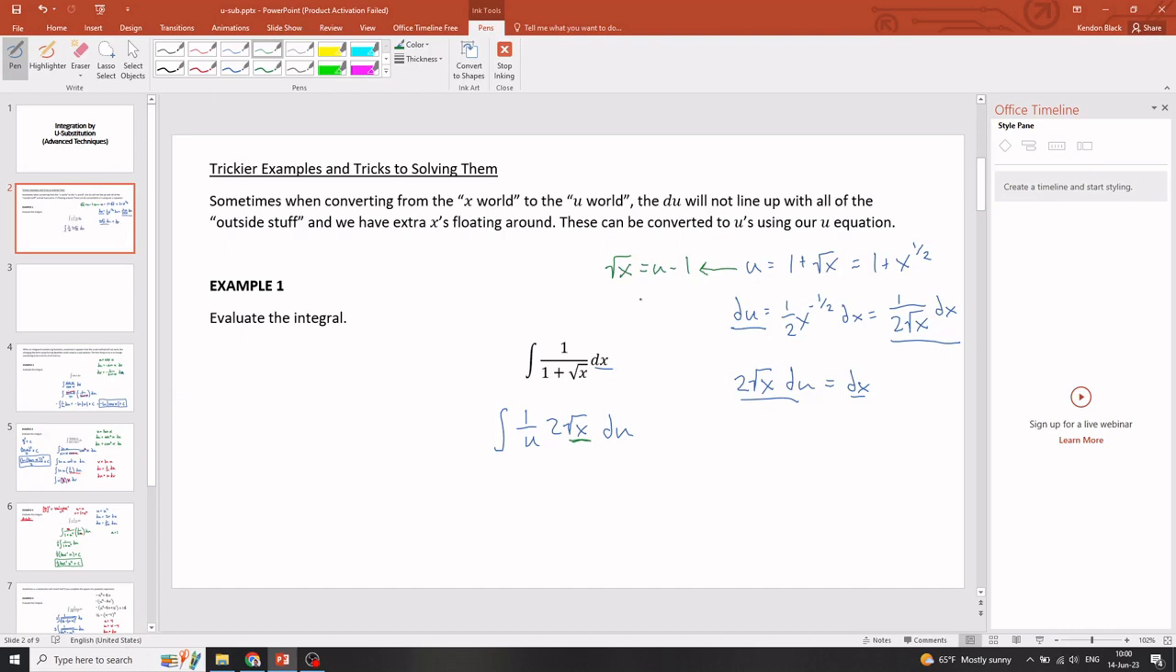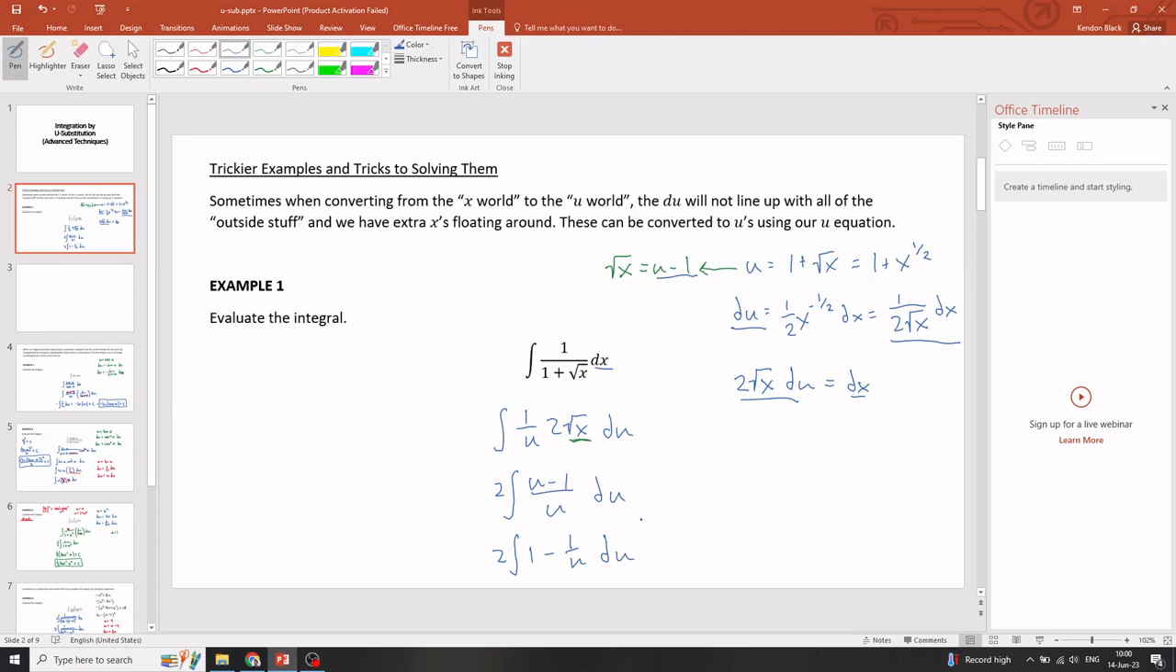And now let's make that substitution, and at the same time pull the 2 outside of the integration symbol. So now we have 2 times the integral of, the square root of x is u minus 1, we could put that in the numerator of the fraction, u minus 1 over u. Now let's break that into 2 separate fractions. We have 2 times the integral of u over u, which is just 1, minus 1 over u, du.